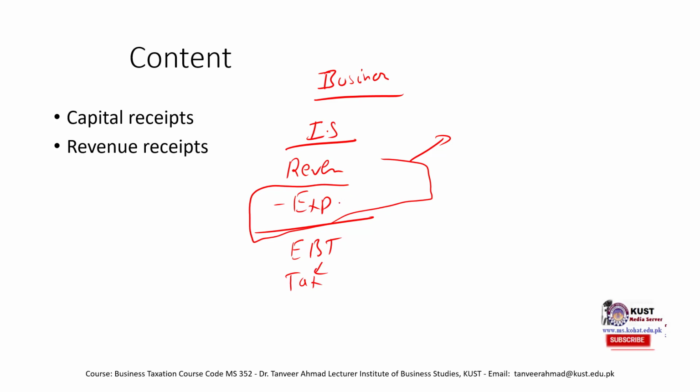So these expenses are allowed by the tax authorities to be deducted from the revenues for the calculation of tax purposes. In this lecture we are going to see which revenues we should include over here, which revenues would be considered revenues or receipts on which we would have to pay taxes. Those on which we would not have to pay taxes would be called capital receipts, and those on which we would have to pay taxes would be called revenue receipts. In other words, those that would be included in this income statement for the purpose of tax calculation would be revenue receipts.